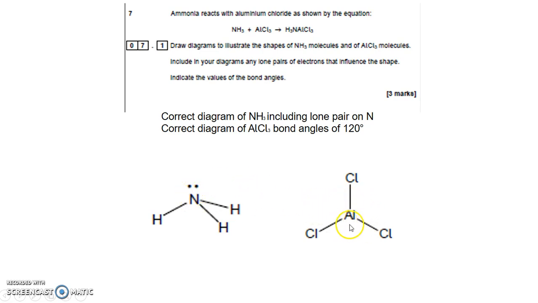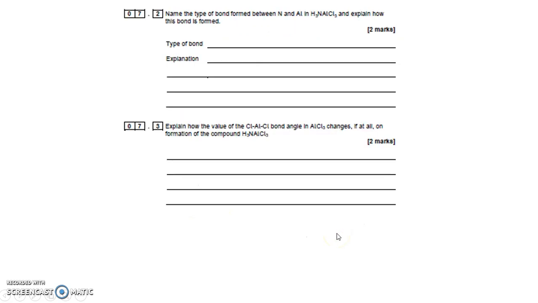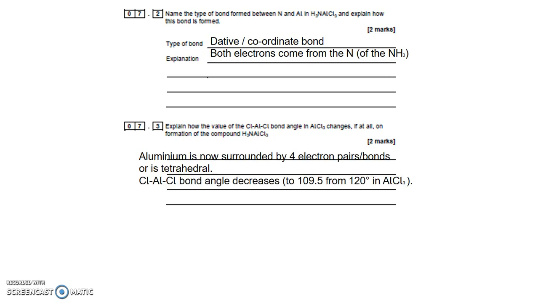So now instead of 3 bonding pairs, you've got 4 bonding pairs. 4 bonding pairs is larger than 3 bonding pairs, so it's not going to be planar. 4 bonding pairs is going to be tetrahedral, like methane, CH4, and 4 bonding pairs have a bond angle of 109.5.